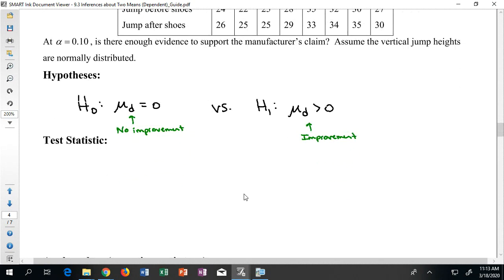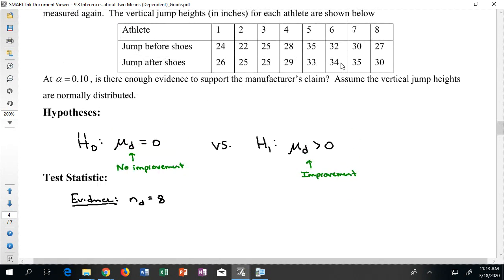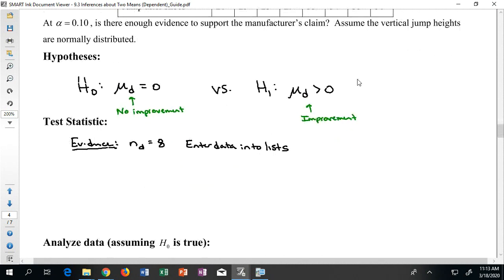Okay, so for our test statistic, we're going to start to write out our evidence. And there's not much evidence to be written here. We have a number of differences that we can form, which is going to be 8, because we have 8 athletes that we were working with. We can also see that we should enter our data into lists. And we already did that, so I don't need to go through and do that here again.